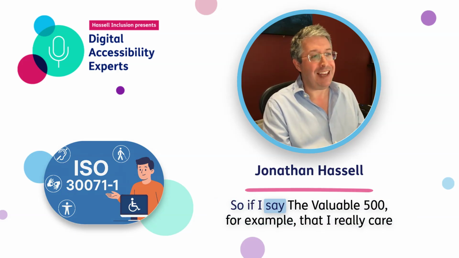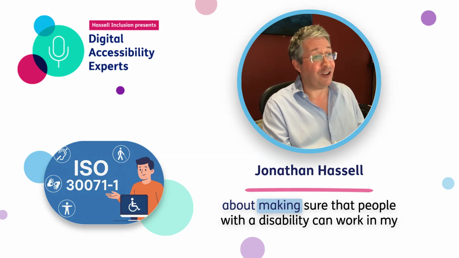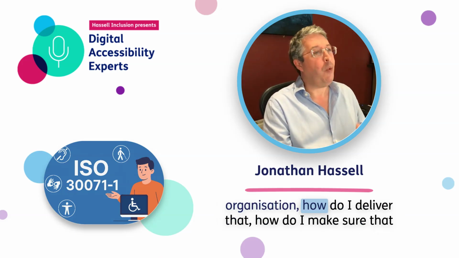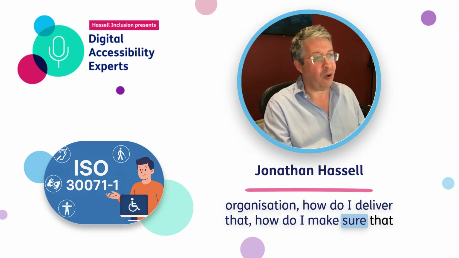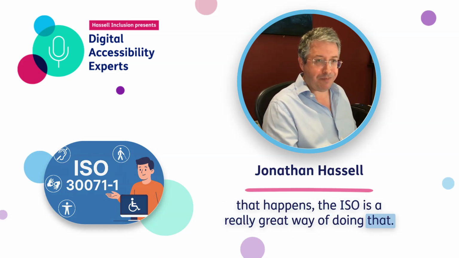So if I say to the Valuable 500, for example, that I really care about making sure that people with a disability can work in my organization, how do I deliver that? How do I make sure that that happens? The ISO is a really great way of doing that.